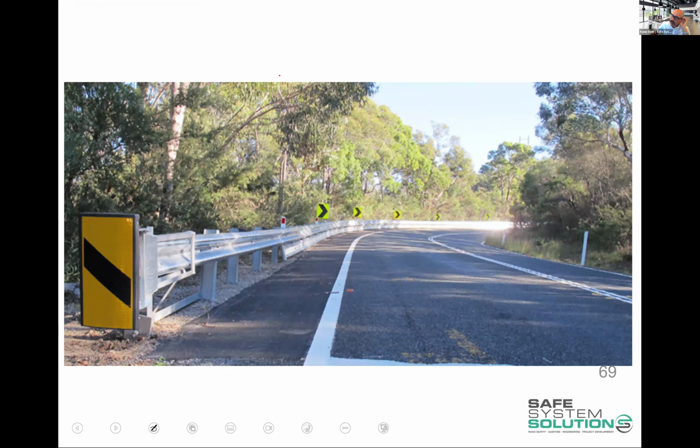You can see here the application of underrun protection. So that one's MPR, motorcycle protection rail, on Type B W-beam in Victoria, or G4 system in other jurisdictions. And you can see they've added the underrun protection.